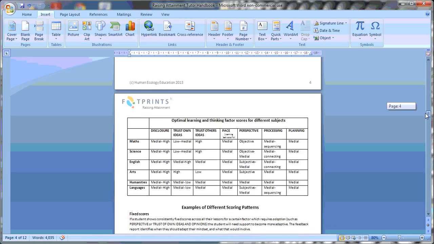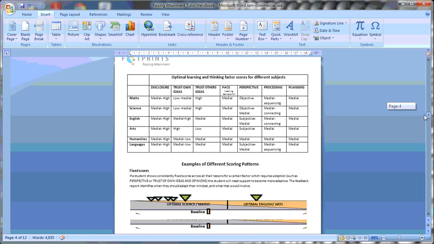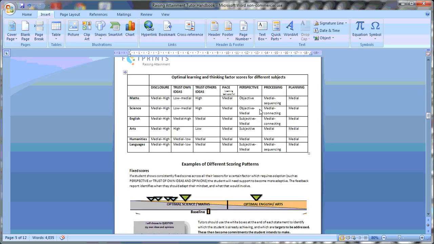Okay, I want to scroll down to page 5 now. Now, this is an important table. It highlights that there are different optimal positions for different subjects. So I've got my 7 different scales here, the 7 different factors that determine the mindset of a student: disclosure, trust of one's own ideas, trust of other people's ideas, pace, perspective, processing and planning. And then I've got my subjects down here.